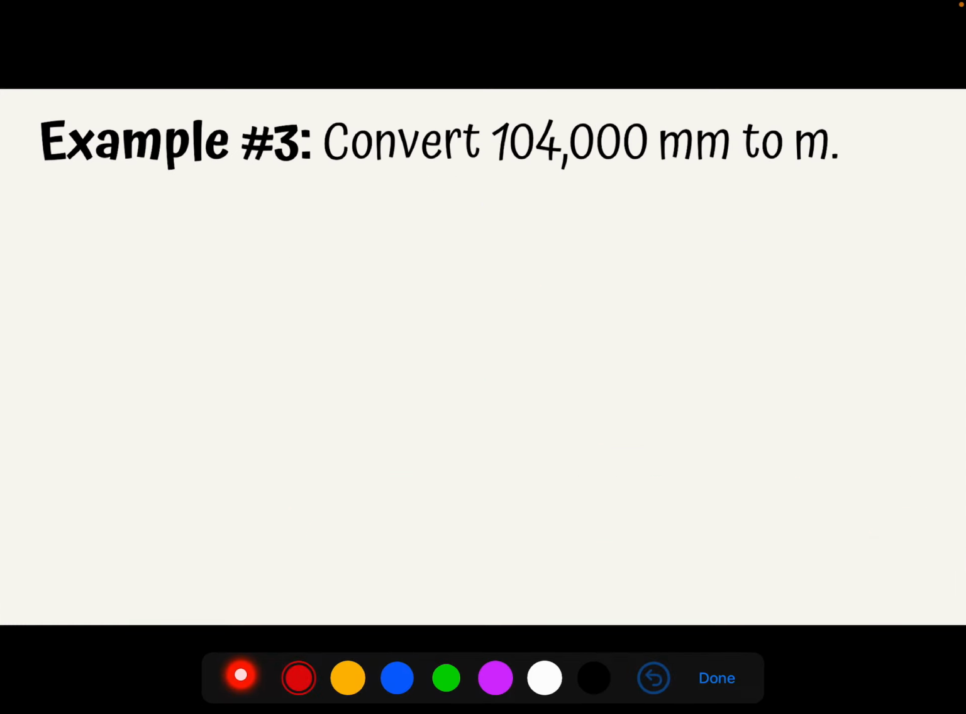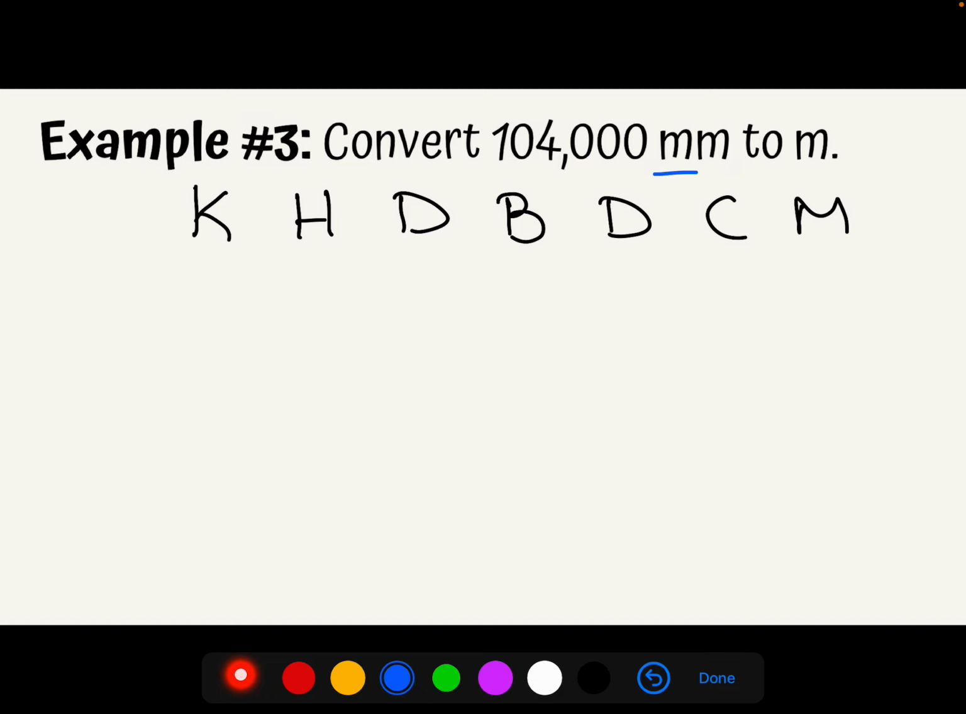Okay. Let's try one more together. Pause the video and see if you're able to solve this on your own using the mnemonic, and I'm going to go ahead and walk through it. So once again, I'm going to write the mnemonic out. King Henry died by drinking chocolate milk. And so this question is asking me to go from the millimeter to the meter. Now remember, our base unit is where we have our liters, meters, and grams. And so the base unit is where I'm trying to get to. I'm starting over here at the millimeter.